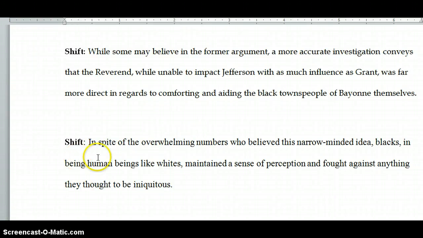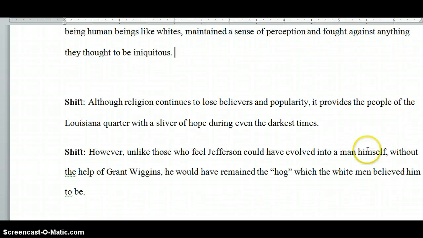So here are some good ones. While some may believe in the former argument, a more accurate investigation conveys that the Reverend, while unable to impact Jefferson with as much influence as Grant, was far more direct in regards to comforting and aiding the black townspeople of Bayonne themselves. Excellent. Here's another one: but blacks maintained a sense of perception, fought against everything they thought to be iniquitous, what they felt was unfair to them. And then 2 more.